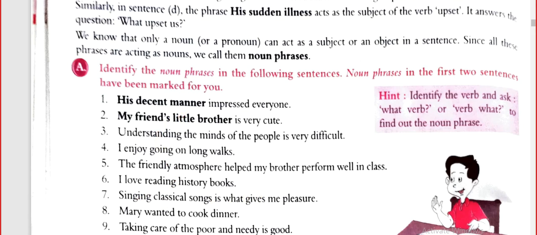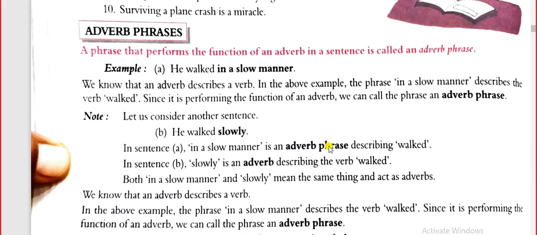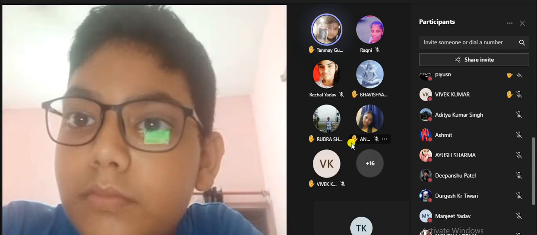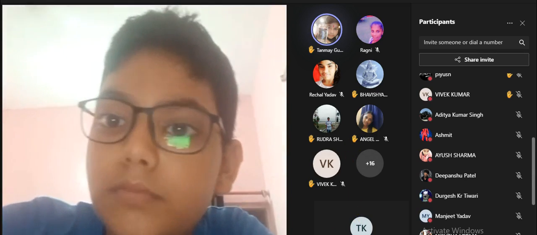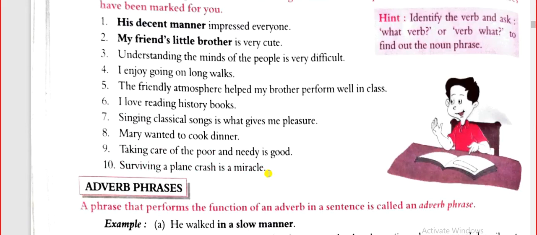Yes, ma'am. Do you all agree? Agree with me? Yes, ma'am, we agree. Okay, so let's. Ma'am, excuse me, ma'am. हाँ. Ma'am, I have a doubt in the 8th question, ma'am. What is the noun phrase in this 8th sentence, ma'am?